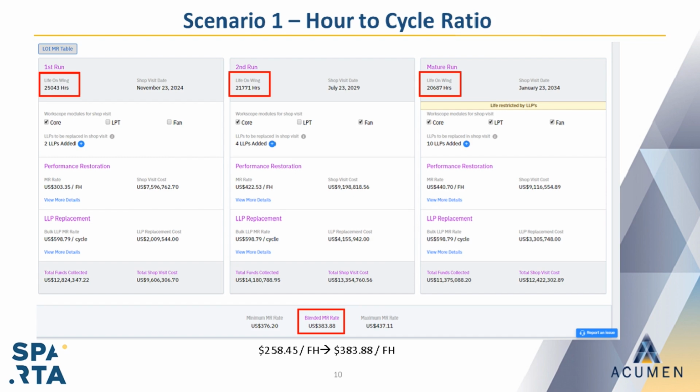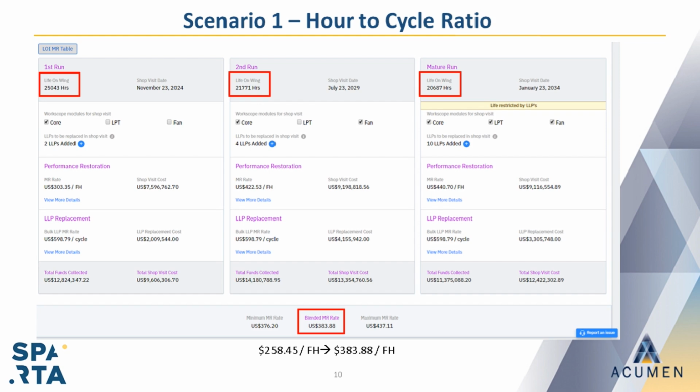Let's have a look now at the effect of reducing the average hour-to-cycle ratio to 4.5:1. As we can see in the top left corner here, the first run interval is reduced from 36,888 flight hours down to 25,043 flight hours. The second and third run intervals are reduced from approximately 32,000 hours to roughly 21,000 hours.